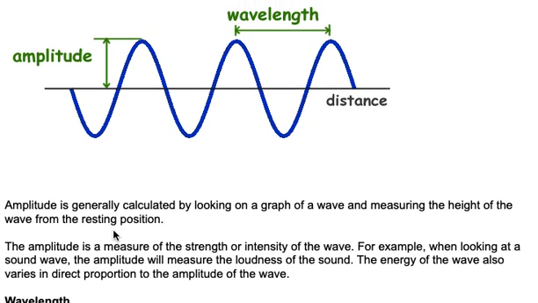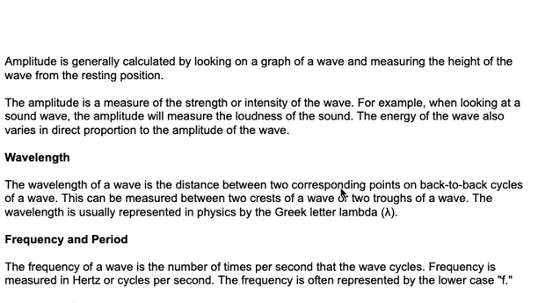Amplitude is generally calculated by looking on a graph of a wave and measuring the height of the wave from the resting point. The amplitude is a measure of the strength or intensity of the wave. For example, when looking at a sound wave, the amplitude will measure the loudness of the sound. The energy of the wave also varies in direct proportion to the amplitude of the wave. So the higher the wave, the greater the amplitude, right? The stronger the wave, the higher the wave, or the louder.